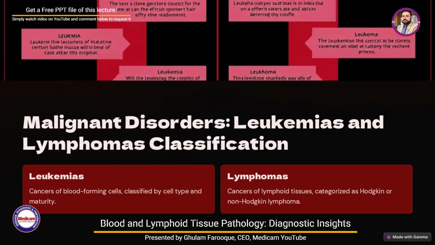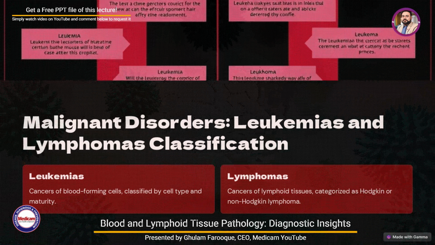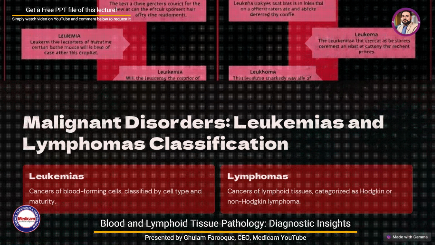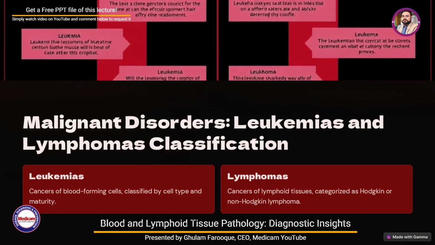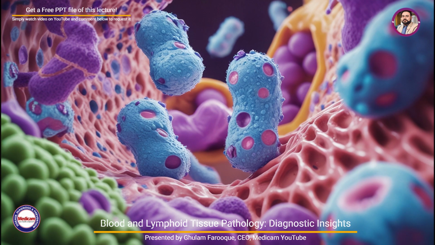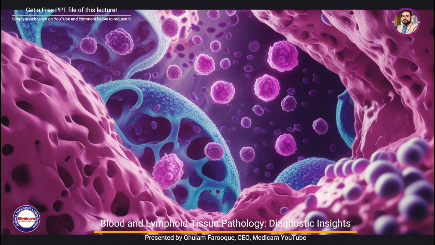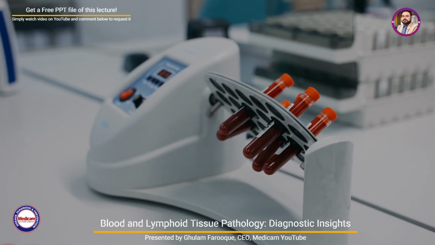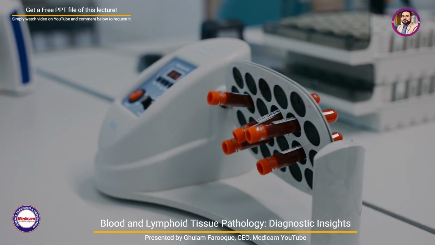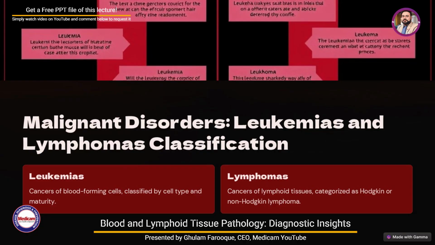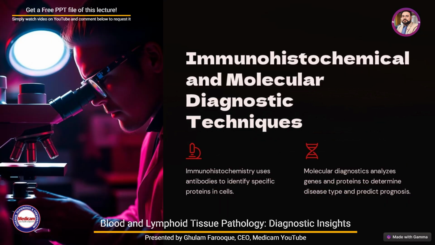Malignant disorders. Leukemias and lymphomas classification provides a comprehensive framework for stratifying hematologic malignancies through an integrative approach encompassing morphologic evaluation, immunophenotypic profiling, cytogenetic and molecular aberrations, and clinical paradigms. It underscores the evolving classification systems, facilitating precision diagnostics, risk stratification, and targeted therapeutic interventions in hemato-oncology.